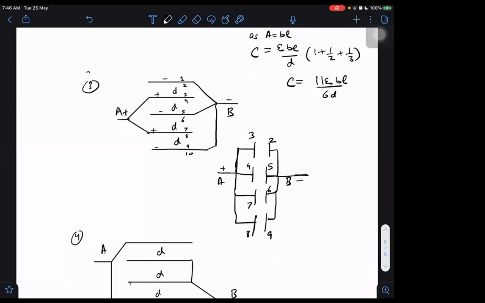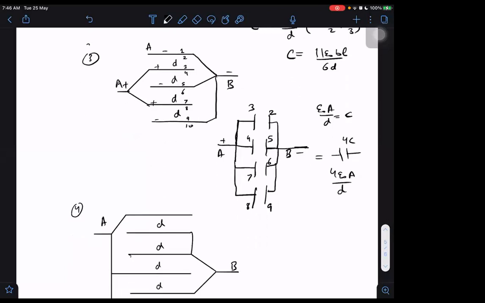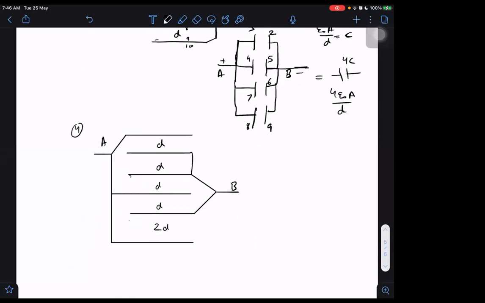So what is the effective capacitance? Each capacitance, if its area is A, each capacitance is epsilon naught A by D. That is each capacitance C. So all these are C, all are in parallel. So how many C's are we having? 4 C's. So its equivalent capacitance becomes equal to 4 times the individual capacitance, or 4 epsilon naught A by D. Is that clear? Now let us take another case.